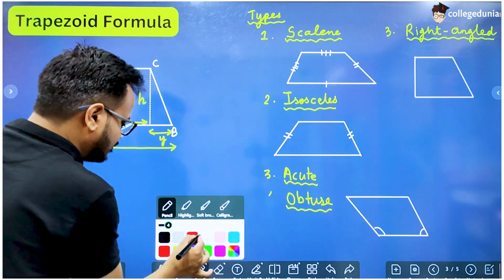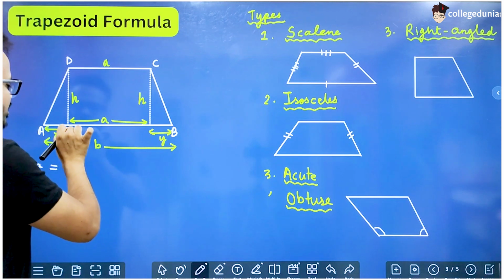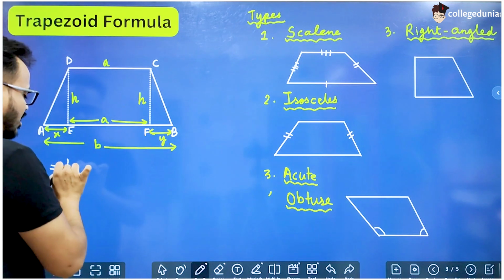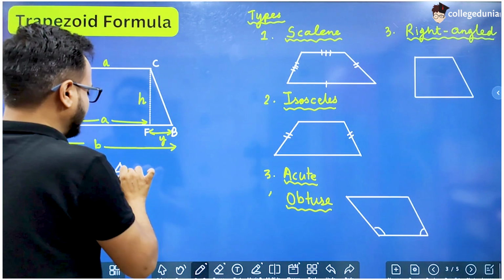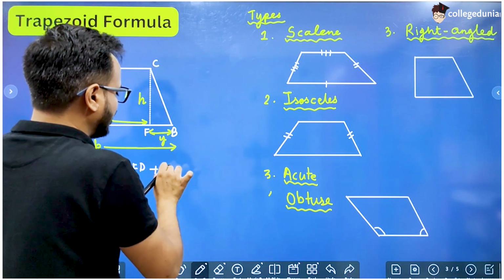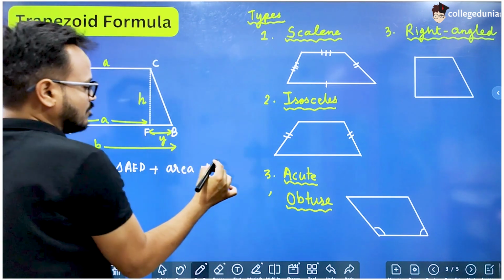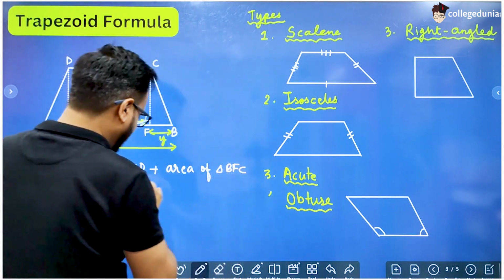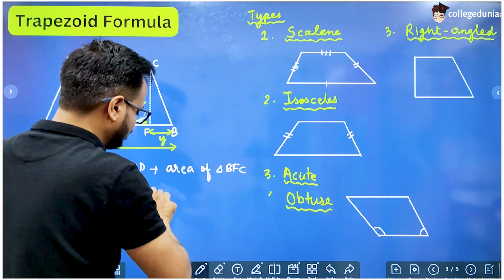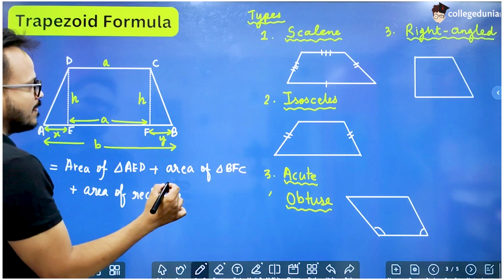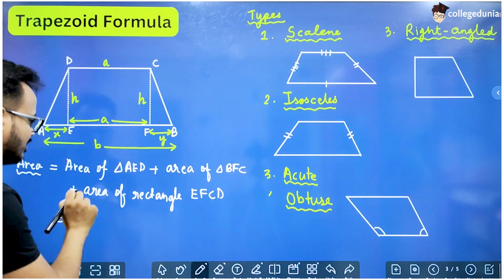So what is the area of this trapezoid? The area of this trapezoid is simply the sum of, let us say this point is E and this point is F, the area of triangle AED plus the area of triangle BFC plus the area of rectangle EFCD, right? Okay.